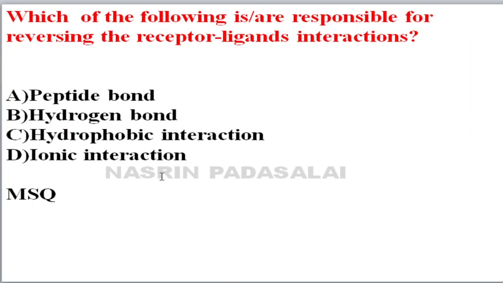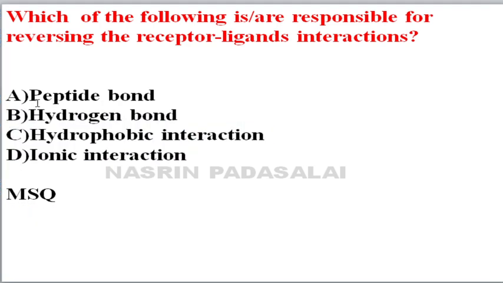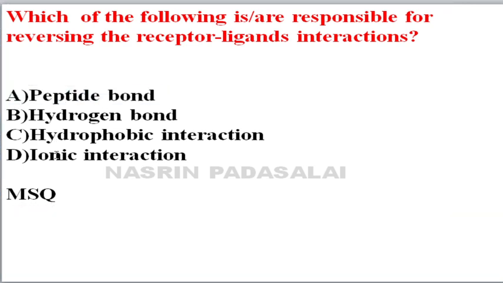Okay. Next question: which of the following is or are responsible for reversing the receptor ligand interaction? This is an MSQ type of question, and the correct options are hydrogen bond, hydrophobic interaction, and ionic interaction. Because the peptide bond is a strong covalent bond. A peptide bond is formed between the carboxyl group of one amino acid and the amino group of another amino acid by releasing water. You can't take the peptide bond as a weaker bond. This peptide bond alone is a stronger bond, whereas hydrogen bond, hydrophobic interaction, and ionic interaction are weak, so that we can easily reverse the receptor ligand interaction.